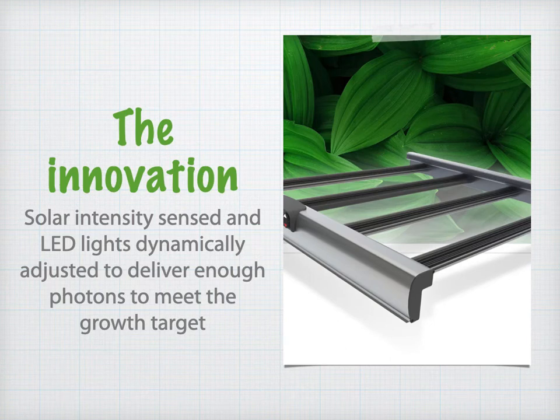The innovation developed at the University of Georgia is to dynamically measure the number of photons received by plants in a greenhouse and adjust LED lighting so that the plant receives enough photons to meet growth targets. In other words, if you're above the target, the lights are off. If you're below the target, the lights are raised to a level to meet the threshold number of photons required to generate electron transfer rates needed for the growth of the plant.